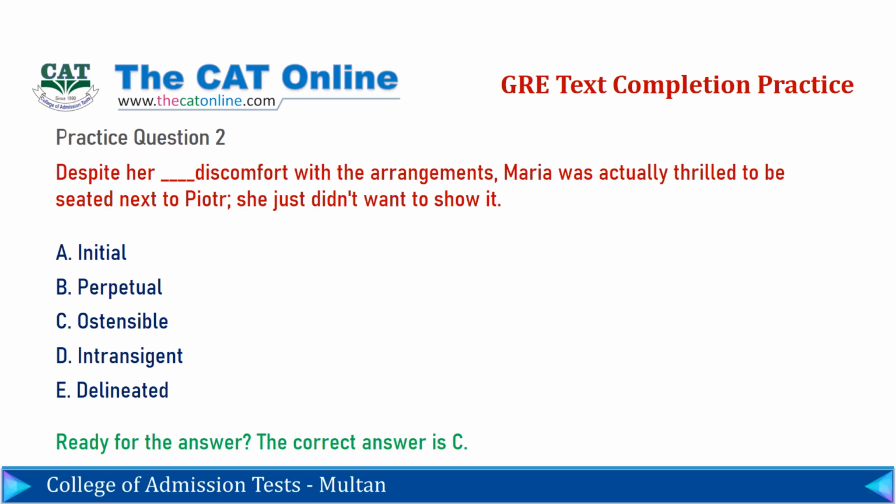Context clues in the sentence give you a clear hint that Maria's discomfort with the arrangements was actually a facade. The sentence says she was actually thrilled but just didn't want anyone to know. So, the discomfort was an act. You want a word that somehow implies falsehood. Initial doesn't fit that bill, so it's not a good fit. Neither do perpetual, intransigent, or delineated. But ostensible refers to something you show the world even though your true feelings might be very different.